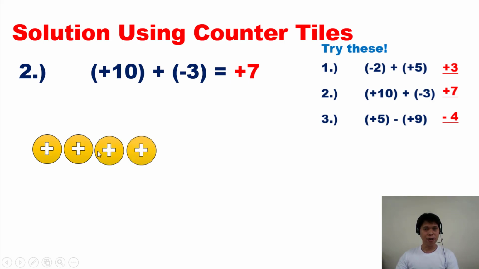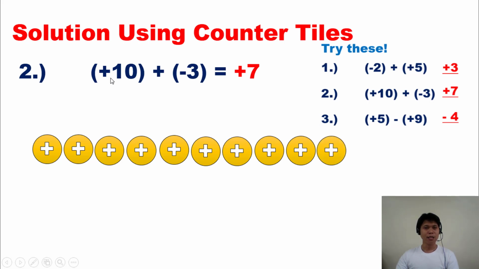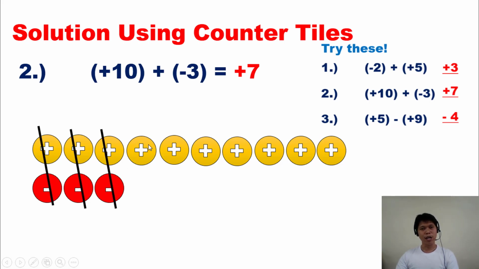1, 2, 3, 4, 5, 6, 7, 8, 9, and 10. There are 10 positive tiles and 3 negative tiles. Okay, and then cross out. And the remaining, we have 1, 2, 3, 4, 5, 6, 7. It is positive 7, and our answer is correct.